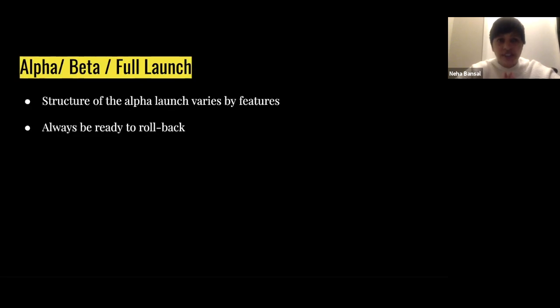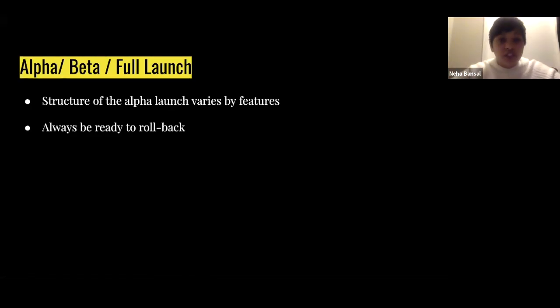So one interesting thing here was that when it comes to alpha or beta launches, usually the structure of it varies. So for my first feature at Google, the alpha launch, really, there was no beta launch. It was just alpha and then full launch. And alpha was like rolling out to about 5%. And then we scaled it up slowly to 10%, then 50, and then 100, right?